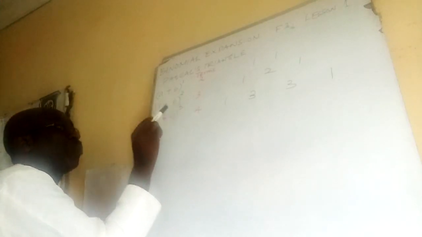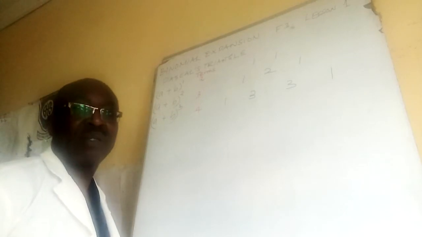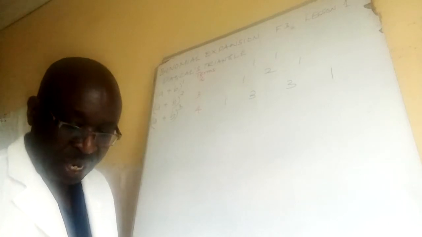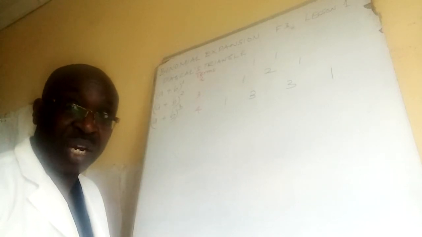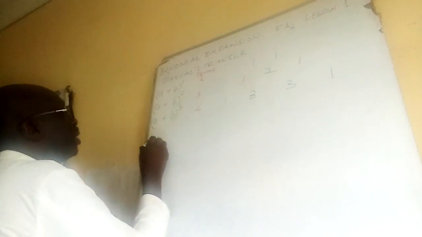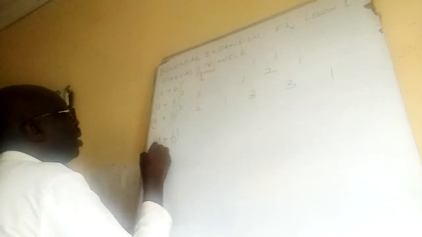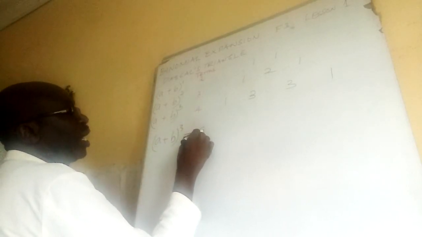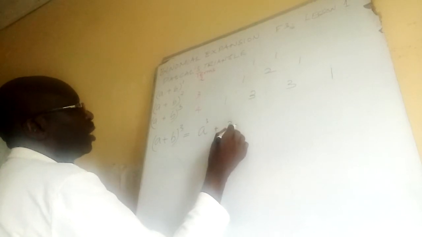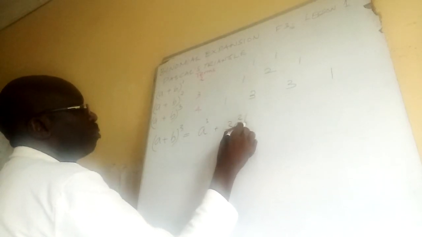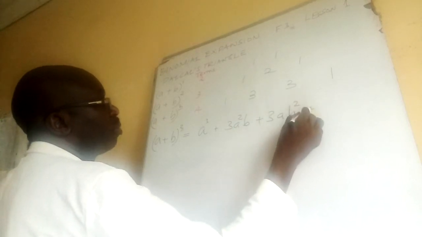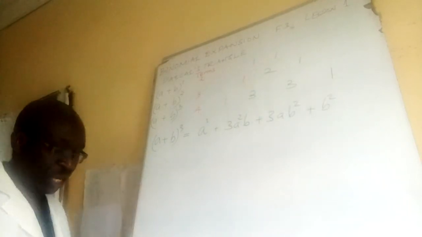A plus B to power 3. Okay? I can do it here just to help you, because I know you can't get it often. A plus B to power 3 will be A to power 3 plus 3A squared B plus 3AB squared plus B cubed.